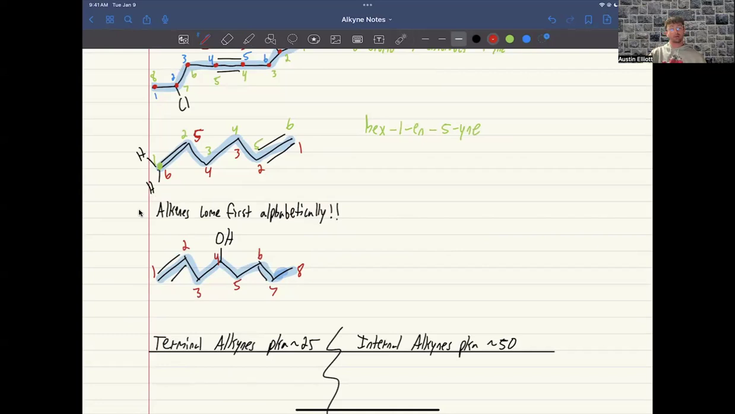Even though that gives the alkene a lower number, doesn't matter. The alcohol is the top priority group. And our functional group kind of lists everything. So it's always going to want to have the lowest no matter what.